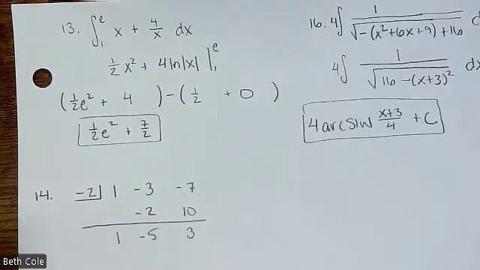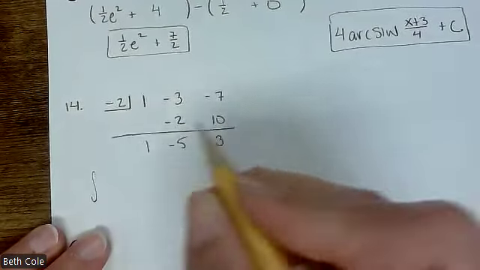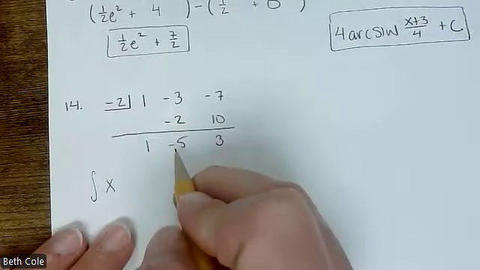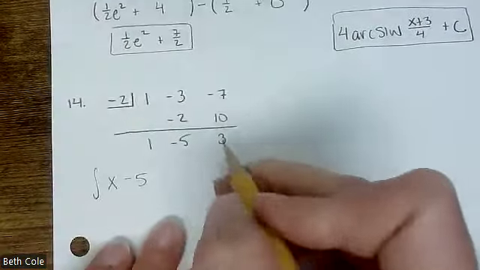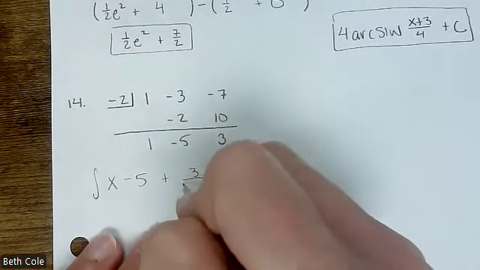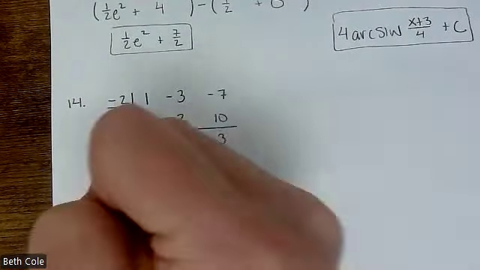Do you get a remainder of 3? Cool. Okay. So put your integral symbol. It's going to be x minus 5. And then do you remember how to write the remainder? Yep, good. 3 over x plus 2. And this one had dx, and then this one had boundaries.